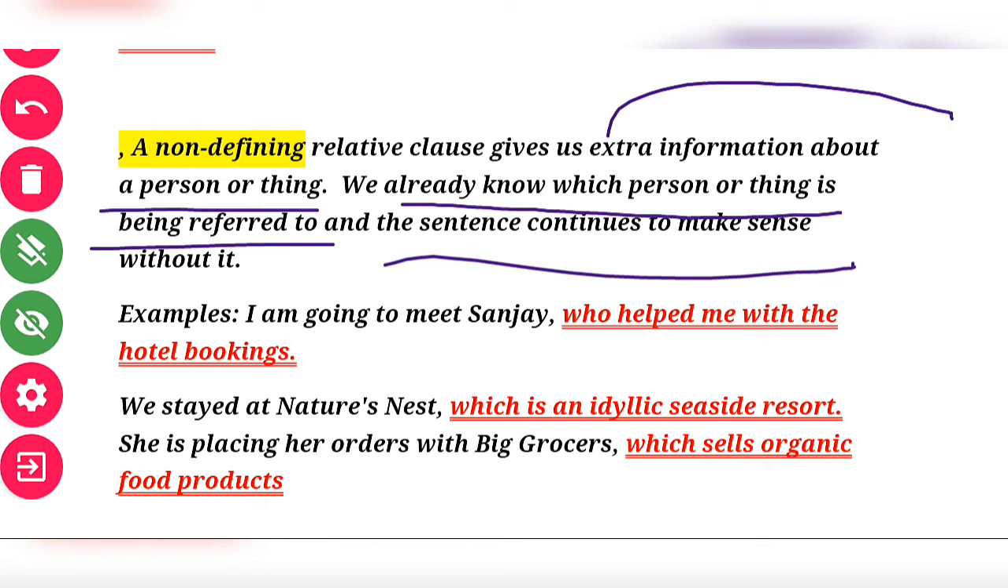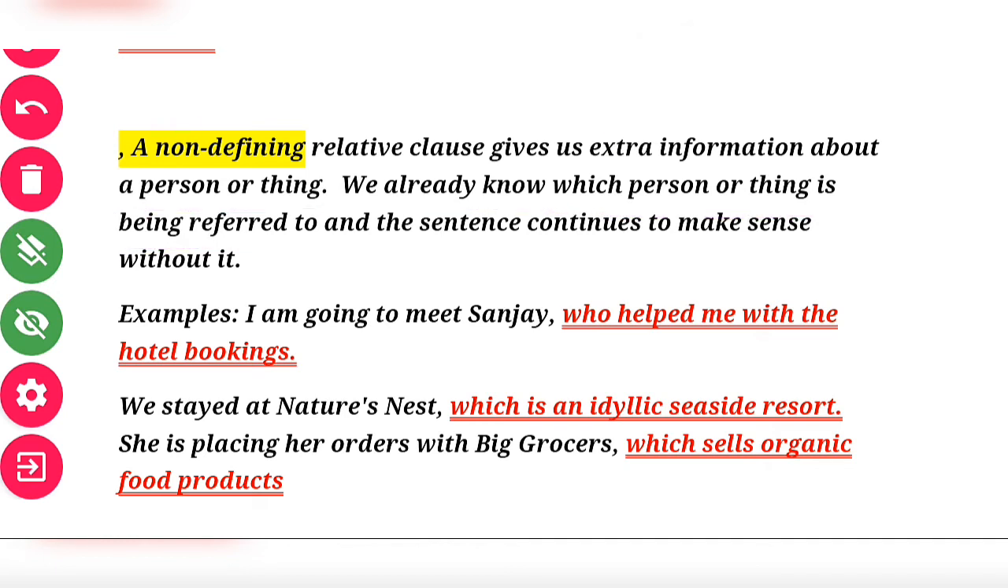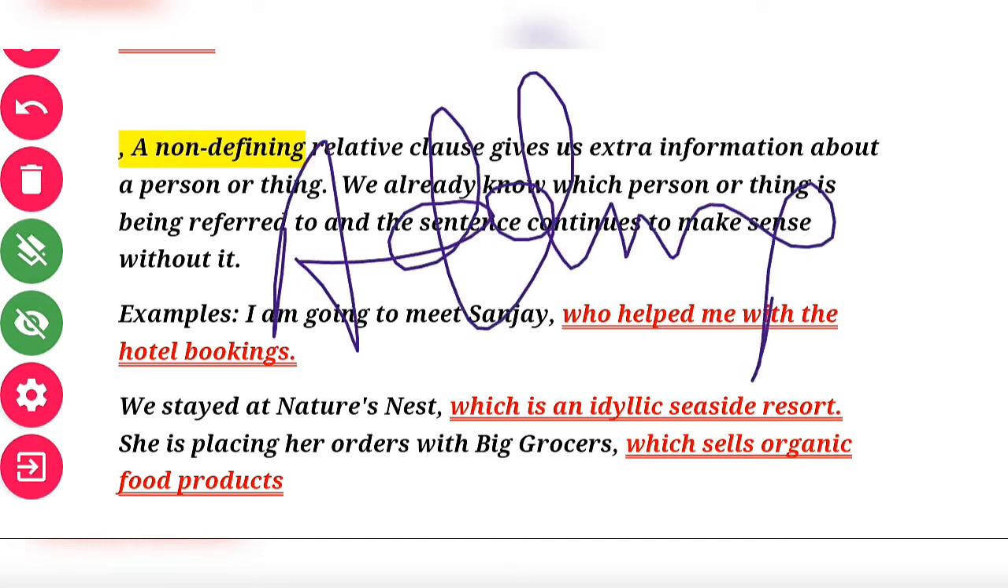Non-defining means we already know about the person or thing that they are talking about. It is giving additional information about that. Additional information, not a specific information. Additional, something more is given by this non-defining clause. That is what non-defining is.